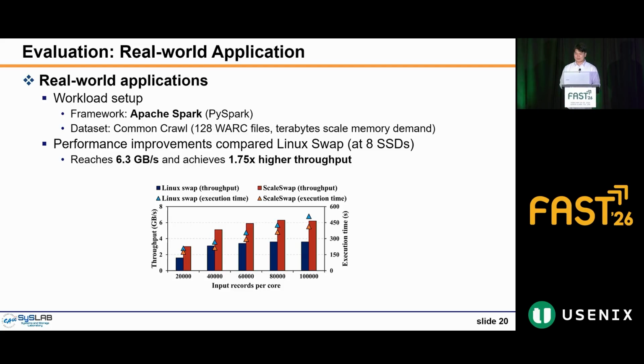This slide shows results from Apache Spark. Spark runs many parallel tasks and generates high memory pressure. We use PySpark with the Common Crawl dataset, which requires terabytes of memory and heavily stresses swap. ScaleSwap reaches about 6.3 gigabytes per second peak throughput and achieves 1.75 times higher throughput than Linux swap.